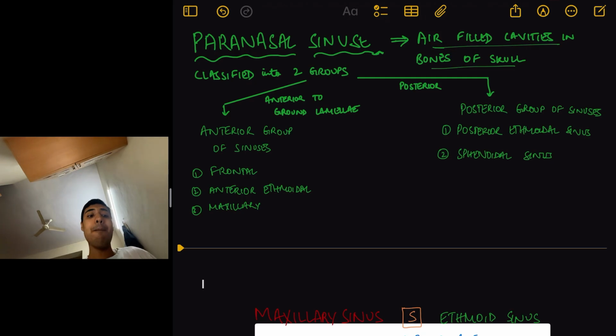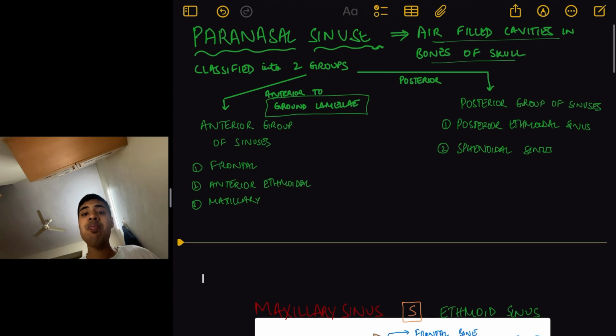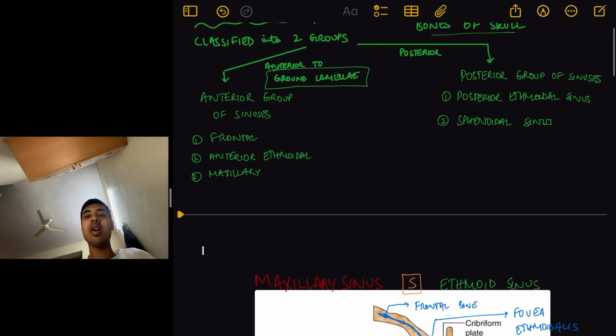Now, based on their drainage with respect to the ground lamellae, which I have covered in a previous video regarding the anatomy of the internal nose, in the lateral wall to be precise. So based on its position and drainage with respect to the ground lamellae, you can classify them into anterior group of sinuses and posterior group of sinuses.